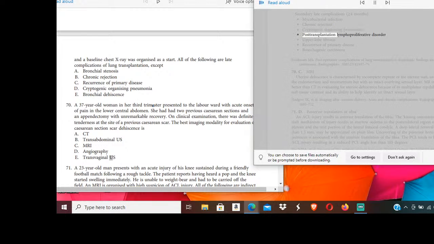Cryptogenic organizing pneumonia, post-transplantation lymphoproliferative disorder, upper lobe fibrosis, recurrence of primary disease, bronchogenic carcinoma. Krishna MS, post-operative complications of lung transplantation, radiologic findings along a time continuum. Radiographics. 2007, 27, 957-74.